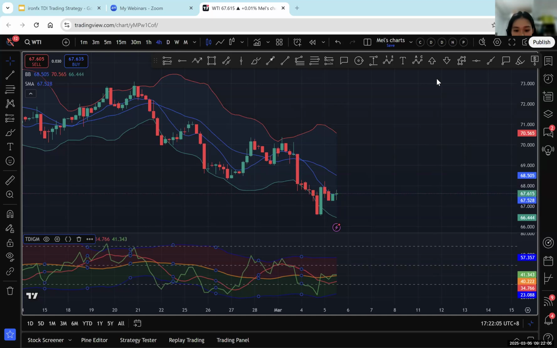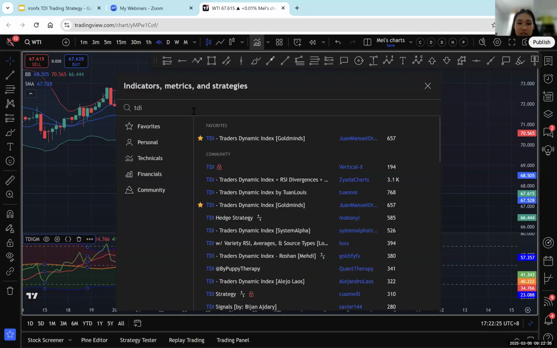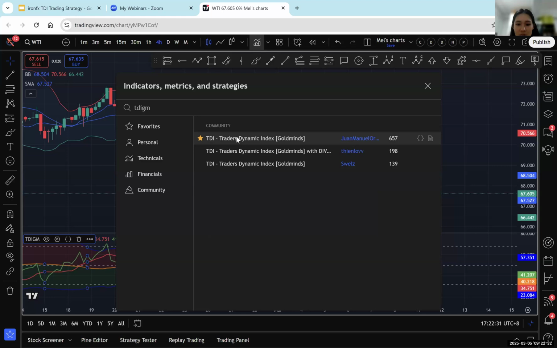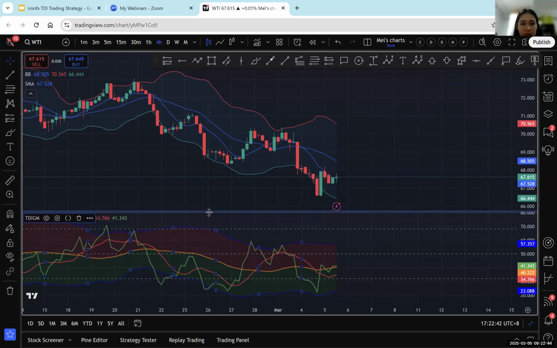Can you guide us on setting the TDI? Sure. Actually, it's just a standard indicator, so it's already in your TradingView. You just click on this icon here, the indicators icon, and then you search up TDI. I think sometimes it'll come up as TDIGM, and it's just this one. And then it'll come out looking like this. So you don't actually have to individually combine all of your indicators.